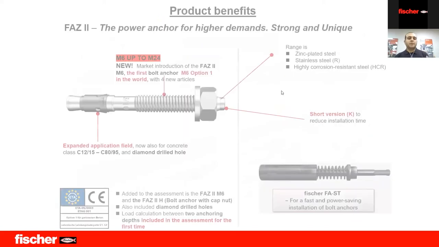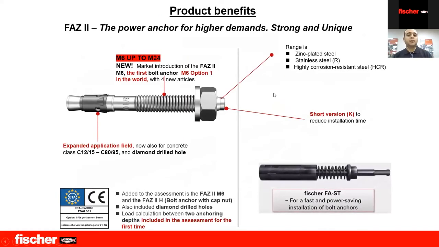So what are the main advantages that we look for in our Fischer FAZ mechanical anchor? We start firstly with the range itself, which goes from M6 up to M24. It's the first anchor in the market that comes with M6. M6 refers to the diameter of the anchor itself, which is 6 mm, so it goes from 6 mm up to 24 mm in diameter. It's also good to know that the M6 anchor, which is that small, can give us a tensile load of 100 kilograms per fixation. You can imagine how huge that is for only an M6 anchor.